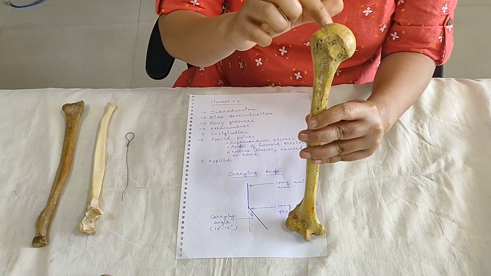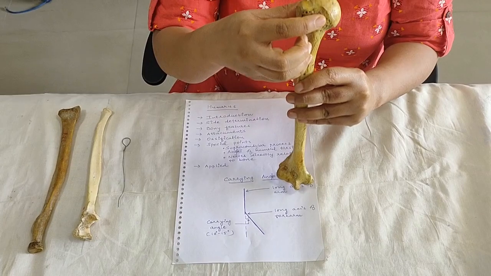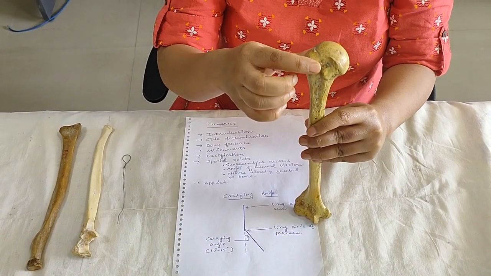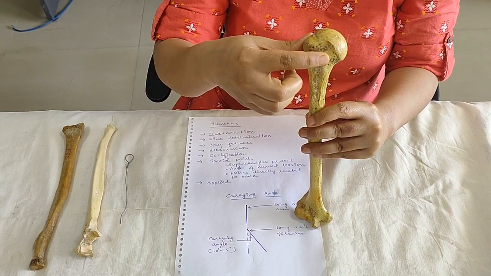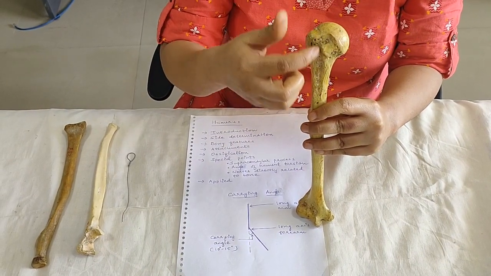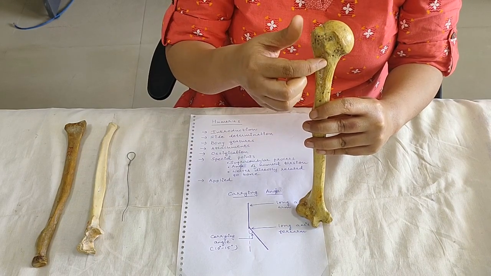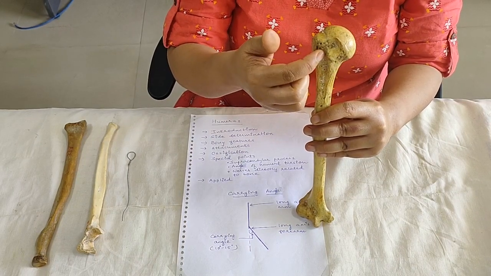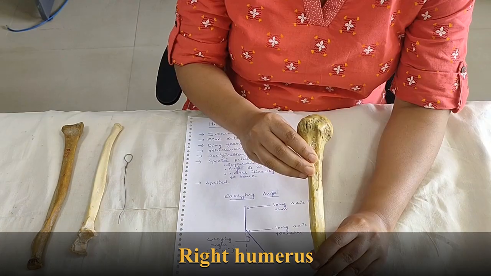Third point, anterior and posterior aspect. So this upper end, which is having two tubercles, lesser tubercle and greater tubercle, that lesser tubercle should remain on anterior aspect, and a groove that is between these two tubercles, which is called intertubercular sulcus, it should remain behind and lateral to the lesser tubercle.